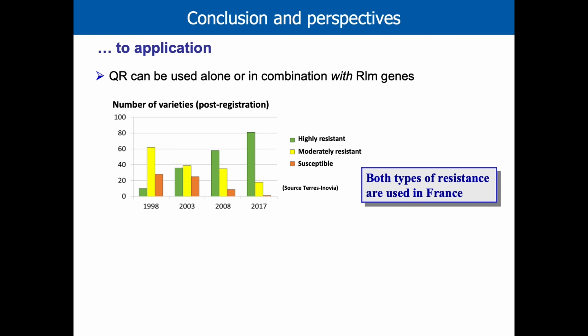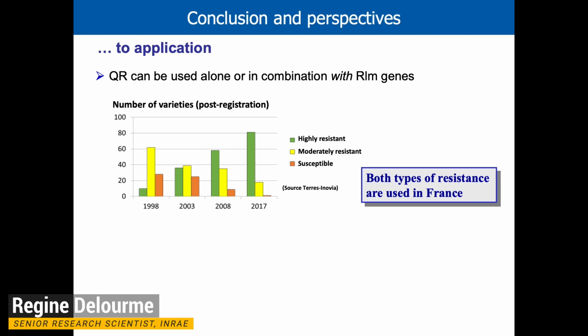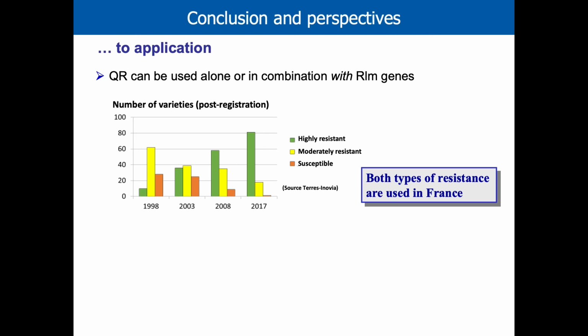We have shown that quantitative resistance can be used alone or in combination with RLM genes in order to ensure potential durability of the resistance. In France, in relation with the variety registration rules, the number of resistant varieties has much increased with time, and there are mainly highly resistant varieties now. From registration and post-registration analysis, we know that both types of resistance are used. Varieties carry either only quantitative resistance or RLM genes and hopefully a quantitative resistance background.